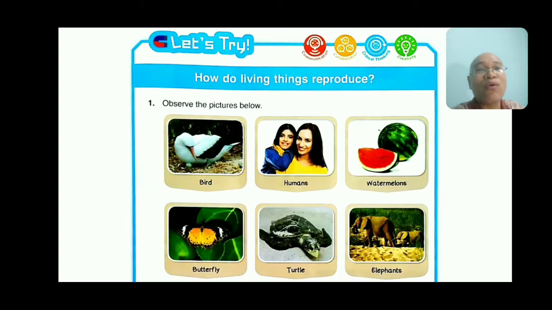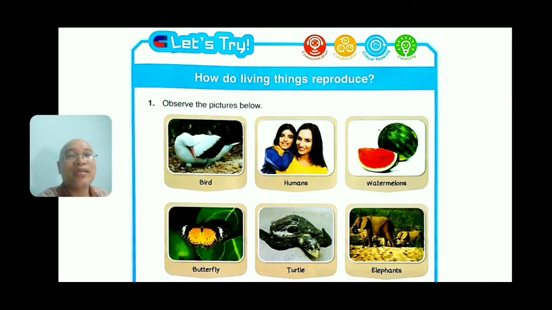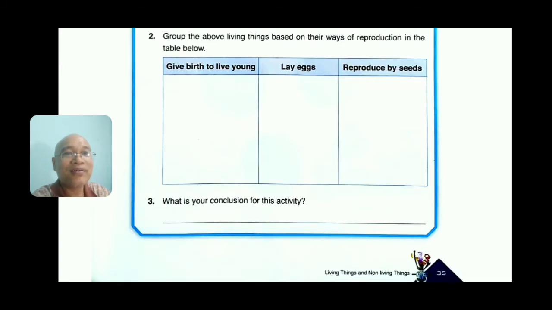to 34. So the title is How Do Living Things Reproduce? Okay? And so observe the pictures below. We have the bird, we have humans, watermelons, butterfly, turtle, and elephants. How do they reproduce? All right?